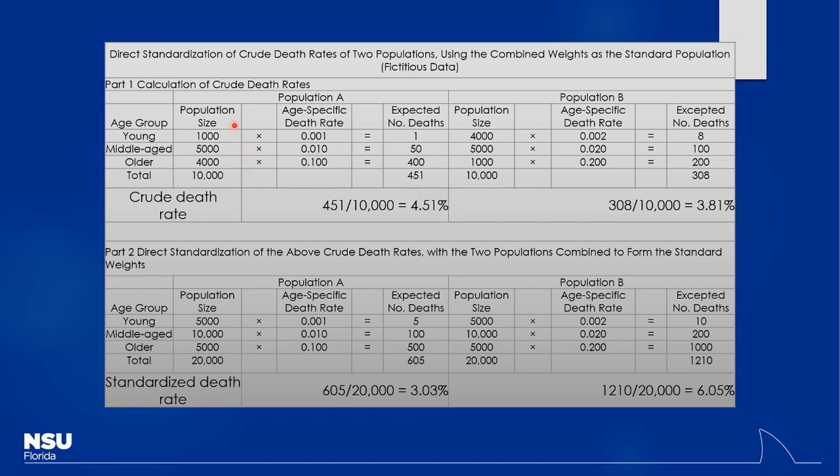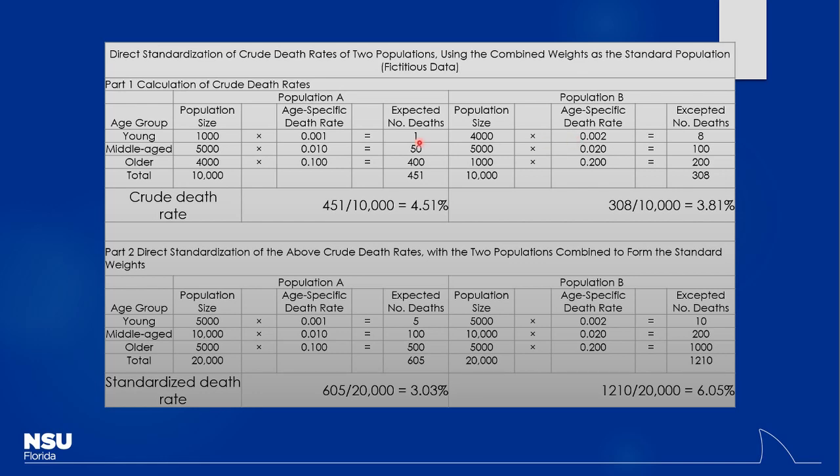And so looking at the population size, you can see here that there's 1,000 people in the young group, 5,000 middle-aged, 4,000 in the older group. Population B, though, what do you notice about the age skew? It's a lot younger, right? So again, there's 4,000 people in the young group versus 1,000 in population A, right? Looking at the age-specific death rates for those, you can see here, 0.001 for the young group, all the way up to 0.1. And then versus here, you notice these are actually doubled, right? So these are just hypothetical numbers.